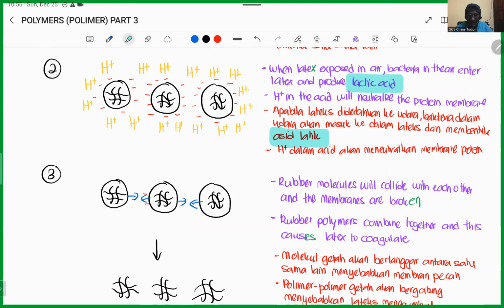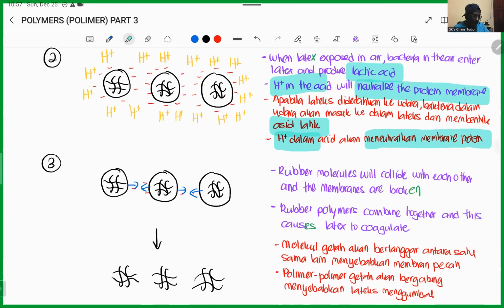Lactic acid ni, kalau namanya acid, apa yang kita belajar masa tingkatan 4, dia akan menghasilkan ion hydrogen. Hydrogen ions will be produced. So, pelajar boleh tengok, membrane tu bercharge negatif. Lepas tu, asid yang dihasilkan oleh bakteria, it is positively charged. Bercharge positif. So, positif negatif dia akan dineutralkan. So, the hydrogen ion within the acid will neutralize the protein membrane. Akan meneutralkan membrane protein.